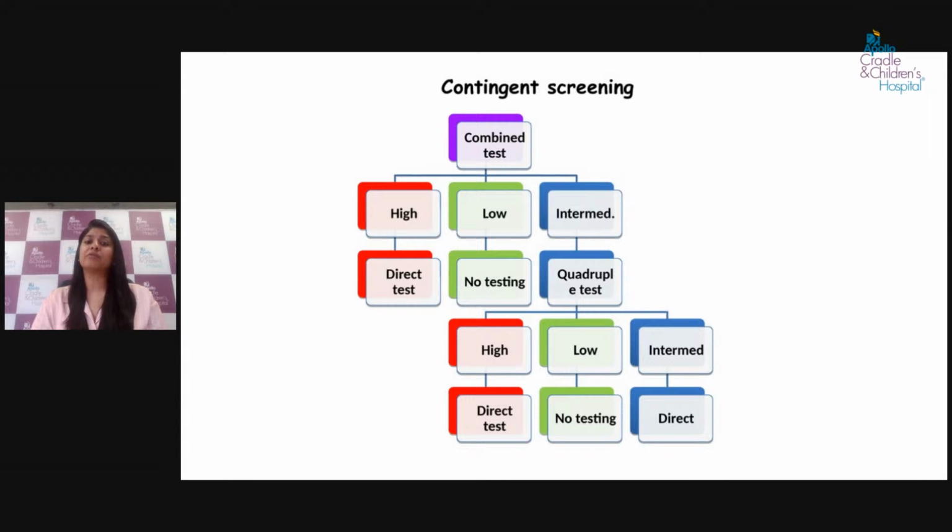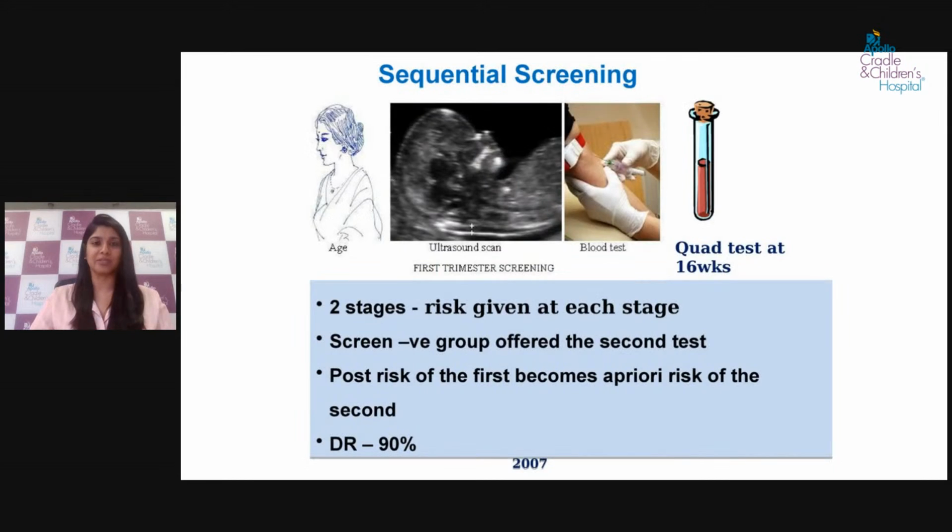Where an intermediate quadruple test is offered, patients having high risk will be subjected to direct testing, and low risk to no testing, and intermediate to the quadruple test. So our set of patients do not fall into this contingent screening, so let's skip this completely. And this is sequential screening, where two stages of risk are given, one in the first trimester, one in the second trimester. This is also not what we are following.